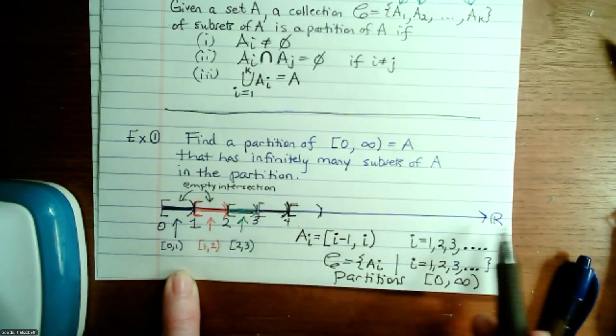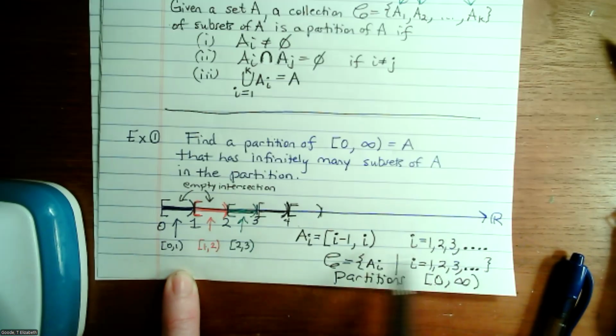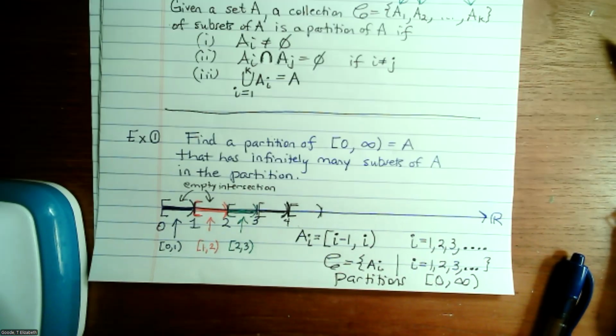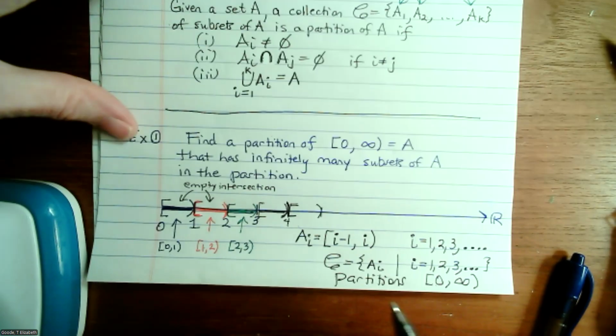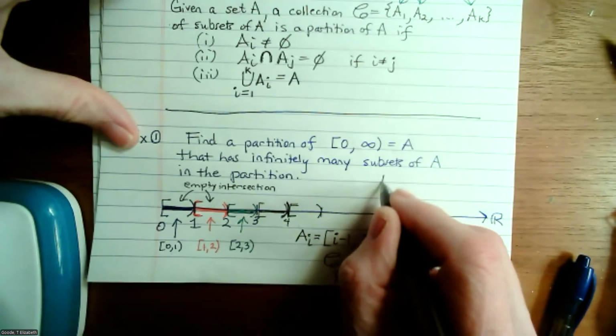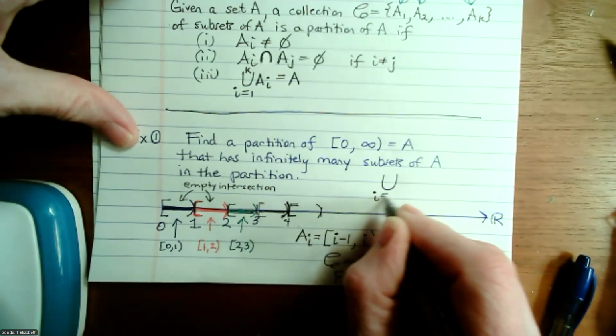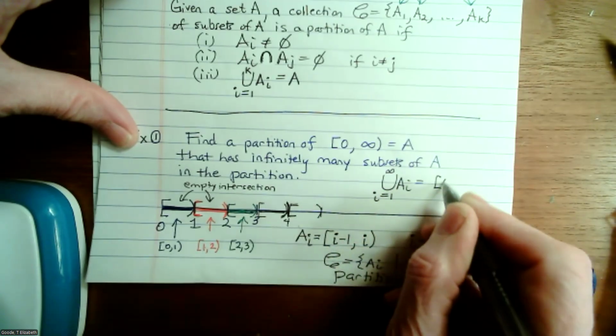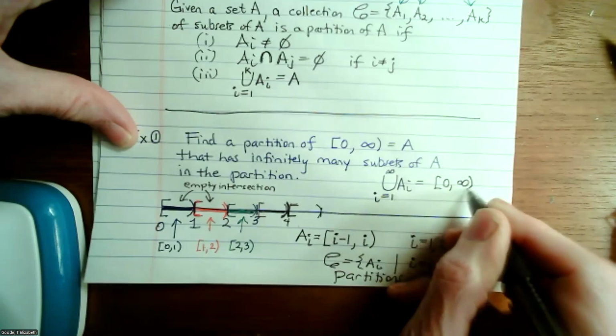If you take the union of all of them, these just keep going forever. You get the whole non-negative real number line. So this would be an infinite partition of the non-negative reals. It's kind of a fun game. And that union would be zero inclusive to infinity, exclusive. The union from i equals 1 to infinity of the A sub i's would be exactly our A.